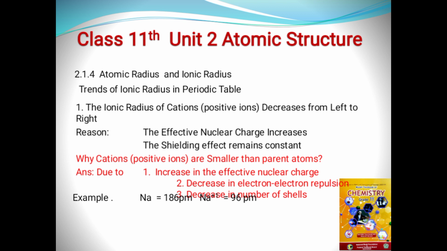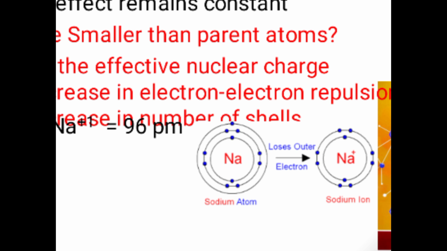For example, you can see sodium has an atomic radius of 186 picometers and the sodium ion has 96 picometers. Here in this diagram, you can see that the size of the sodium atom is larger since it has 3 shells, while the size of the sodium ion is smaller because it has only 2 shells.